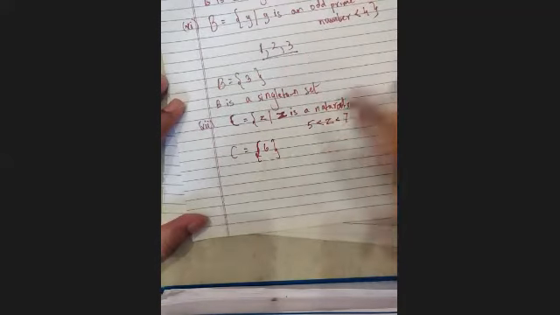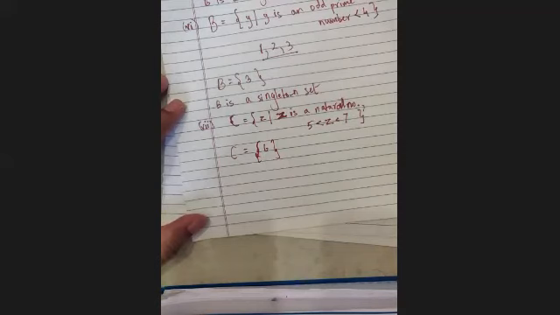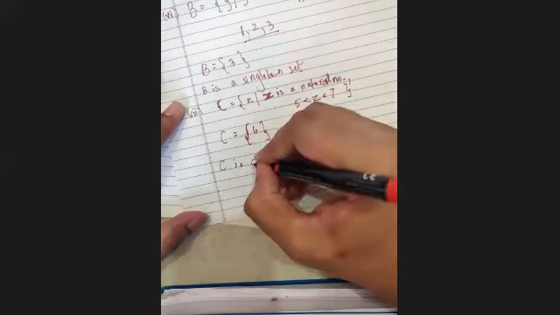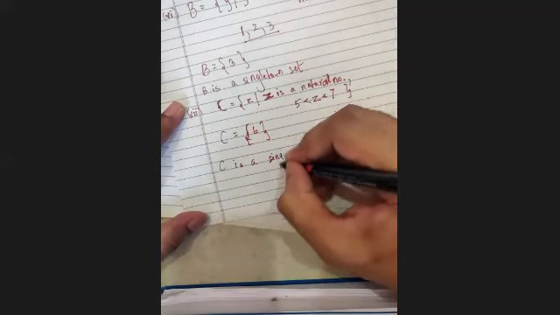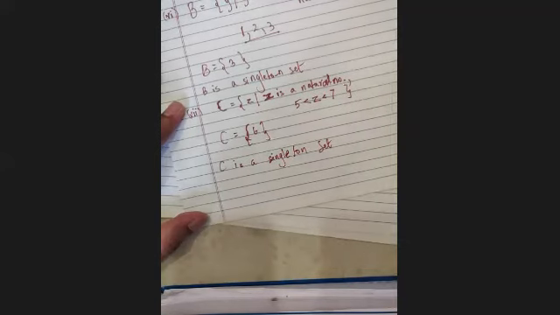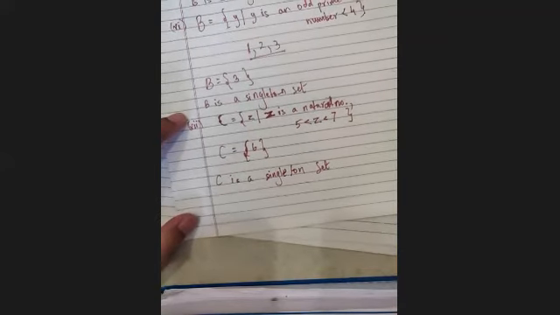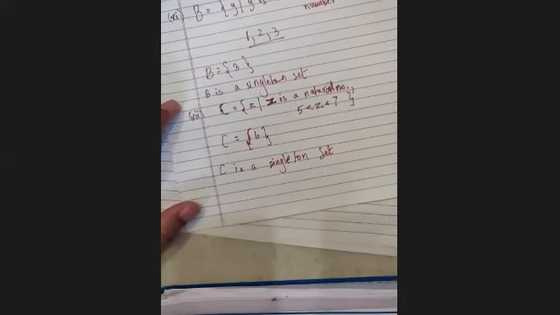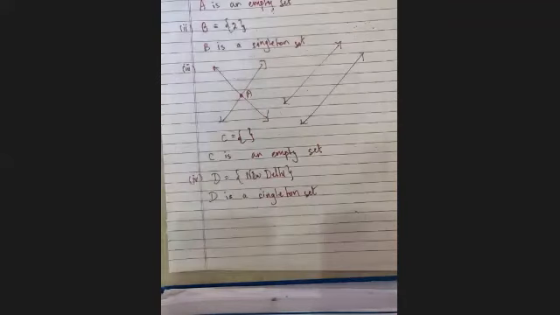So if I write 6, what type of a set is it? It's also a singleton set. Okay, so now I'll write C is a singleton set. Okay, sir. And now we'll do the last one, the 8th sum. I'll copy that down. Yes, sir. Okay, so last one.